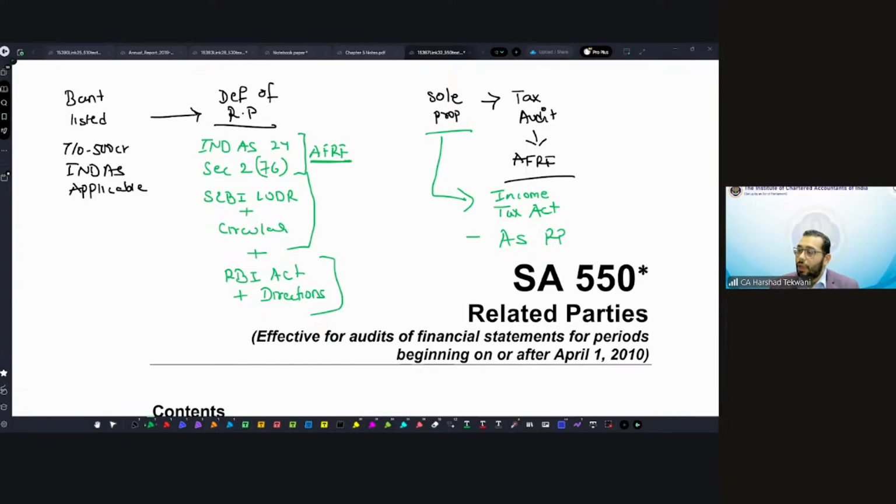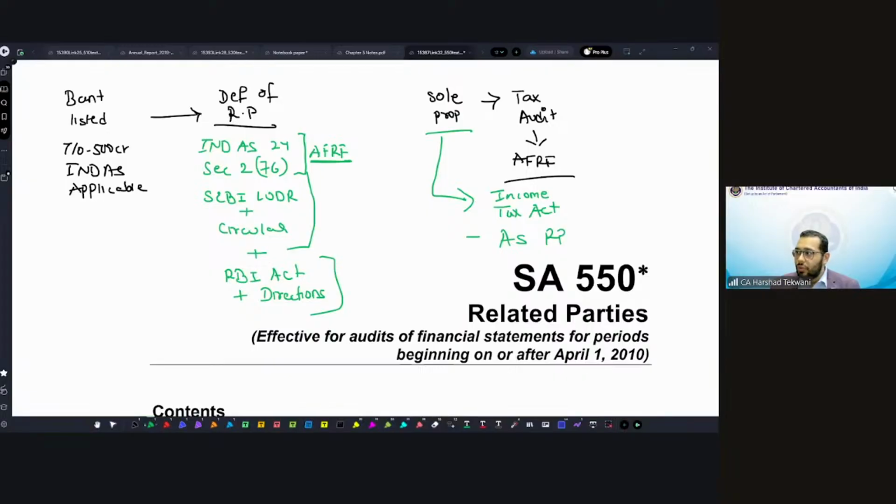So in that scenario, if an applicable financial reporting framework is there, fine. If not, then the standard also gives you the reference. Let's say you are stuck in an edge case scenario where you don't have an applicable financial reporting framework for the purpose of related party. In that scenario, there is a specific description of the related party. What is a related party is given in the standard itself. We will go through that.